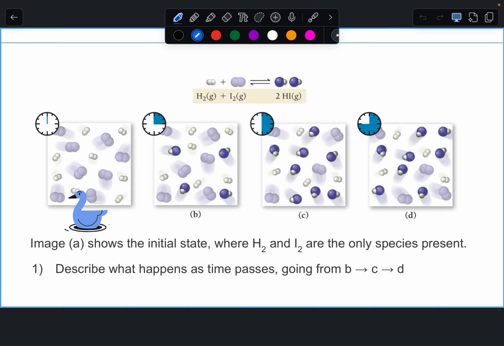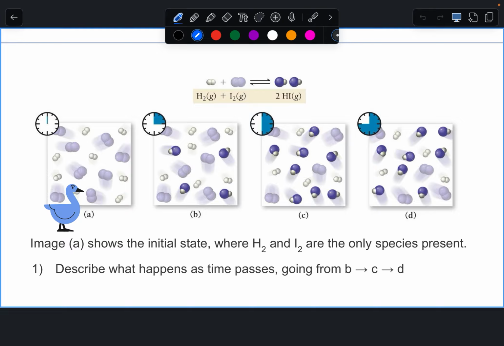Then when you get to D, though, even though there's still reactants left, nothing has changed. So I still have, however many that was, 8 HIs, 4 I2s, 4 H2s. Okay? So this is foreign to us based on what we would do in Chem 1.